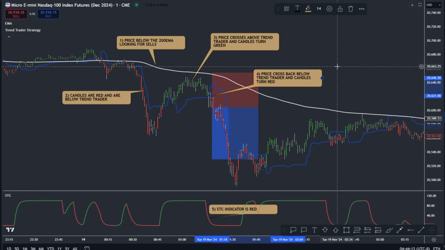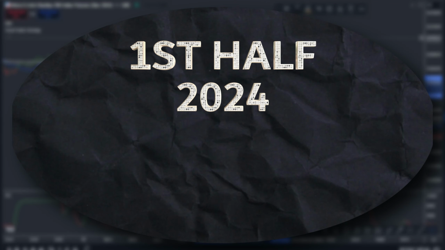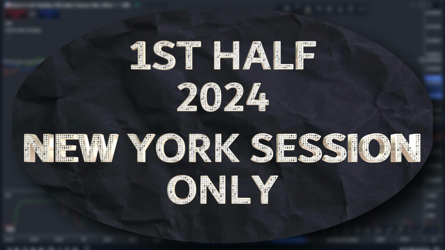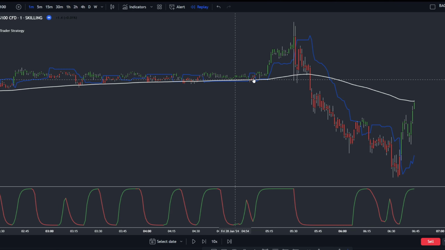And we're going to backtest this on Nasdaq, 1 minute time frame. We'll go through the first half of 2024, New York session only. And we'll go over the first 3 or 4 trades, and then we'll just fast forward to the rest as usual. We'll go over the results at the end. All right, and here is the actual backtest session.